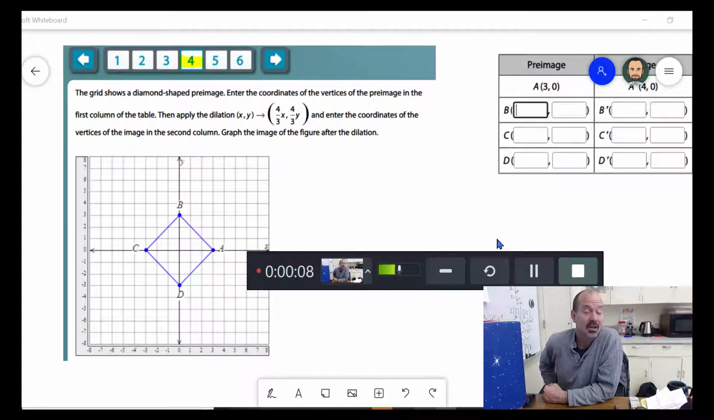Which has to do with dilations, and we'll look at homework question number 4. So the problem talks about a diamond-shaped preimage with some coordinates, and it wants us to apply a dilation of 4/3 x and 4/3 y. Let's take a little closer look.